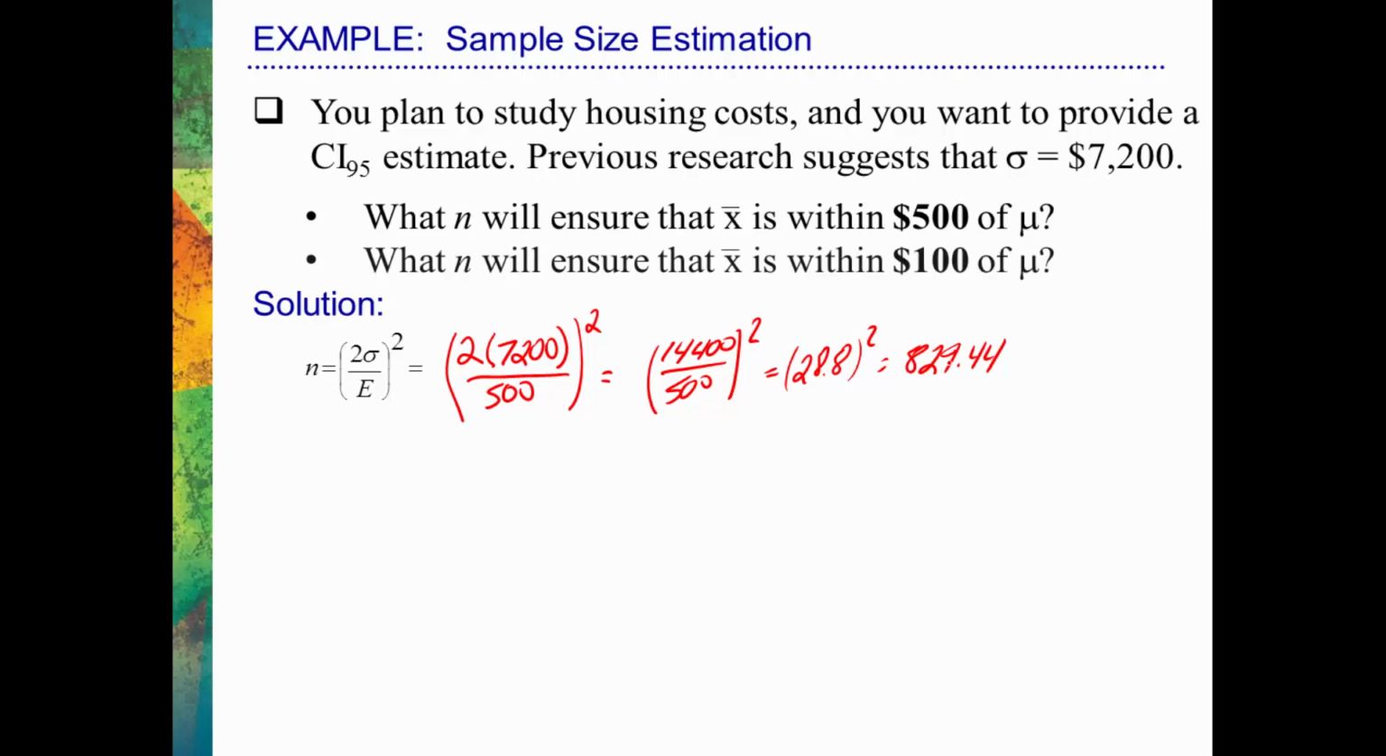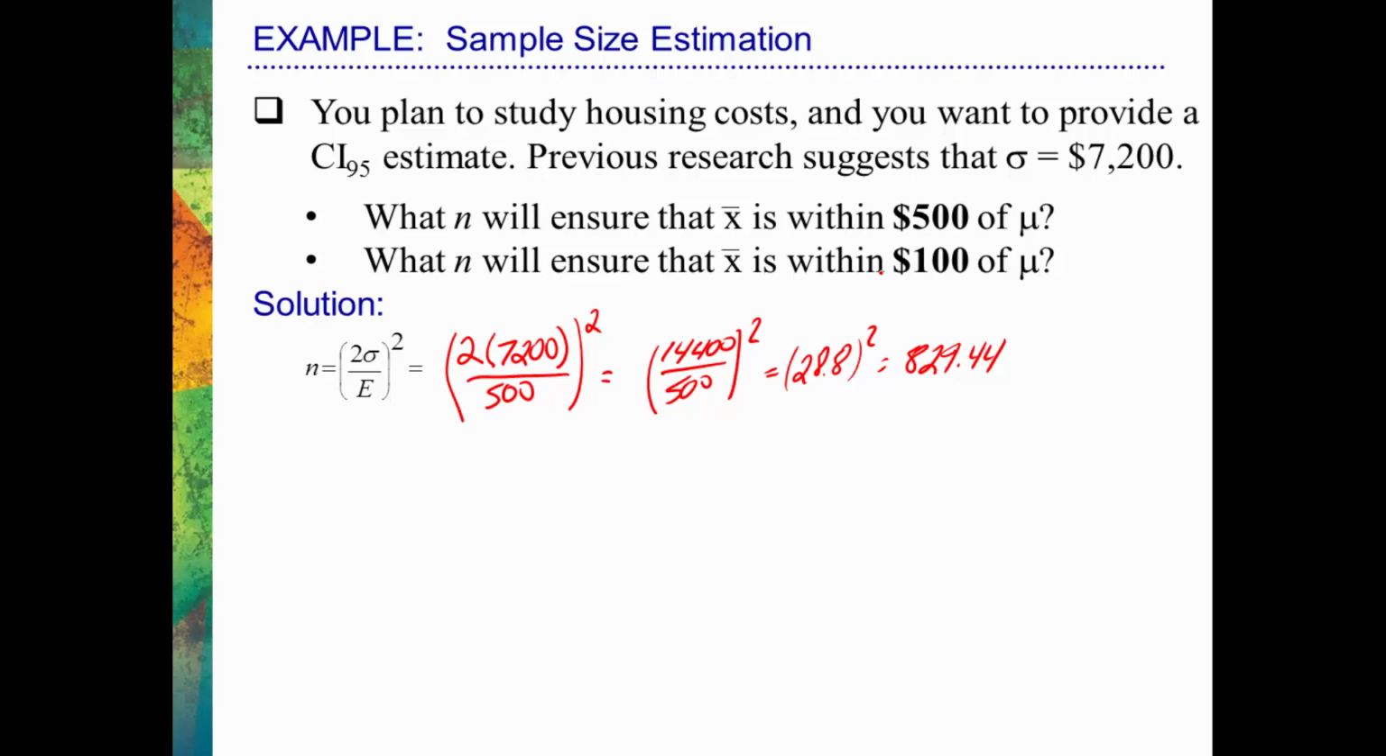Well, let's just play some games with the numbers for a second. Let's say that we actually wanted our margin of error to be less. So what sample size would ensure that our sample mean is within $100 of the population mean? So now we want it to be much closer. We want there to be much less variability in our data. Let's see what would happen. And what I want you to do as we're talking about this here is just predict.